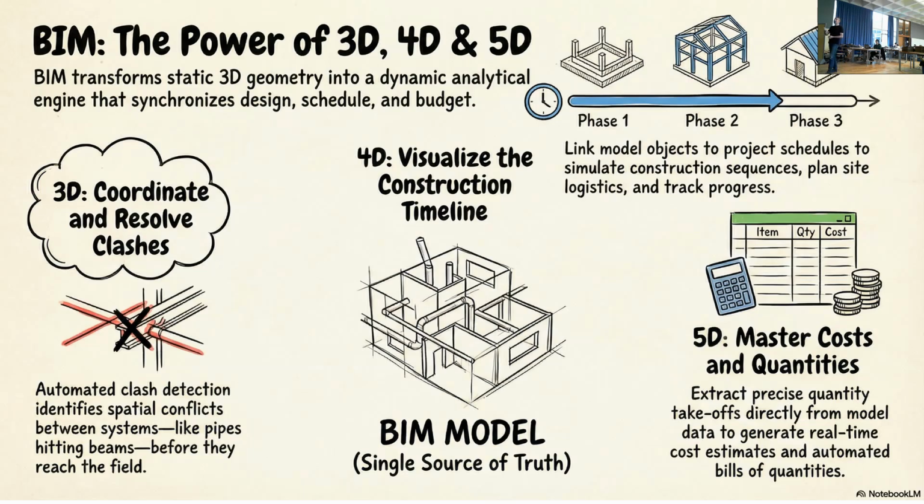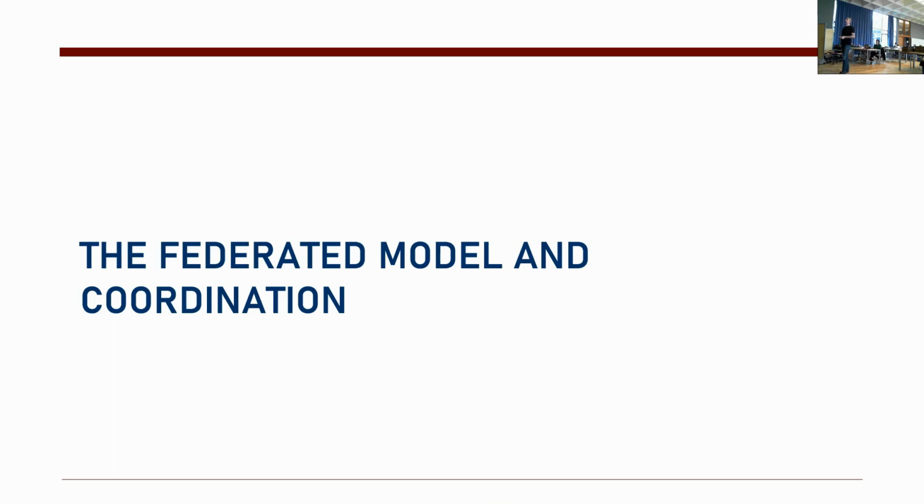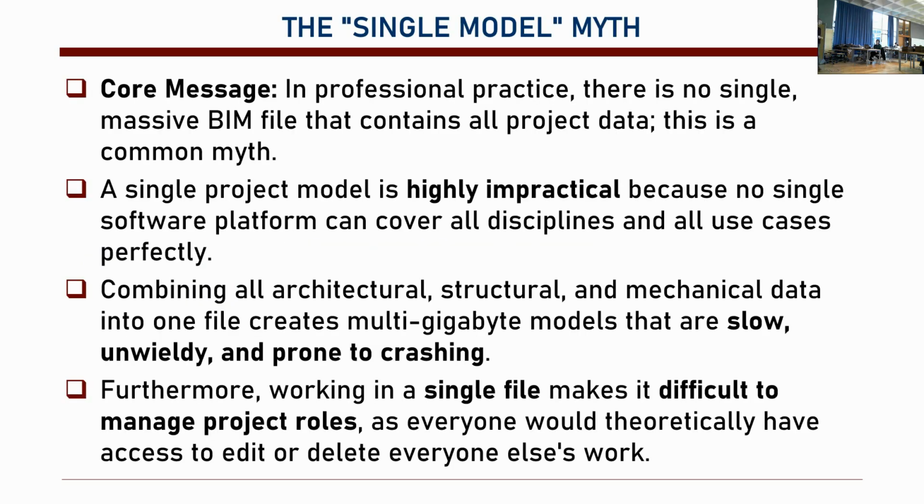Okay? So yeah, here you can see in 3D we basically coordinate and resolve the clashes. We have automated clash detection, for instance. 4D is time, like how things come up, and 5D is basically monitoring the cost for construction. Okay? So let's start with federated model and coordination. Basically, we have this, like we have been talking about BIM, a model where people can contribute, etc.